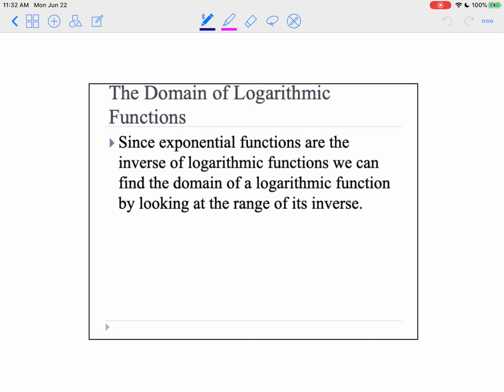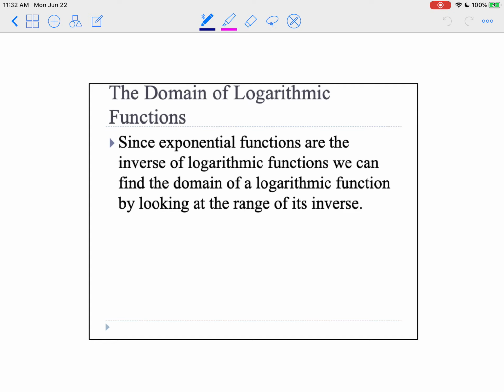In this video, we're going to talk about the domain of logarithmic functions. We're also going to talk a little bit about the graphs of a logarithmic function. And maybe we'll get into natural logarithms a little bit.